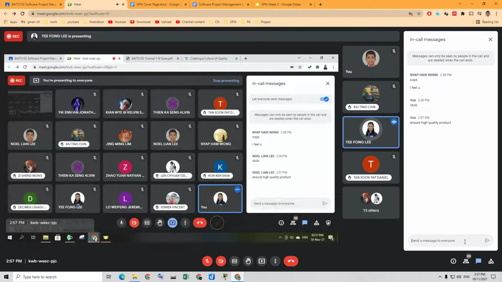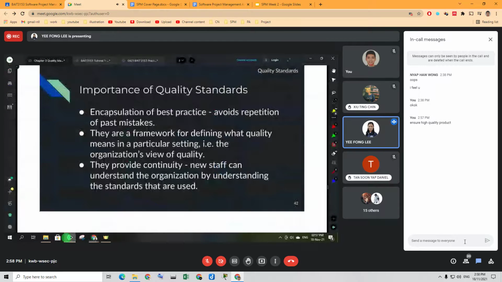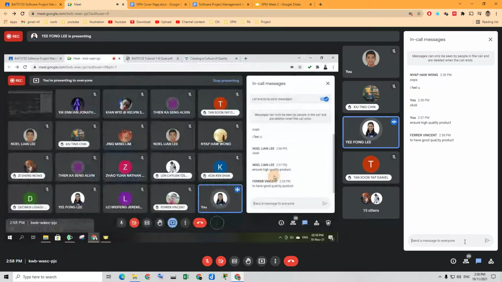So what's the question here? Why is it so important, the quality standard? Why do we need this? Let's see. Yeah, ensure high quality product. Okay, I reserve your answer first. Ensure high quality product. To have a good quality product. Ensure product operates well. As a guideline to build a product.